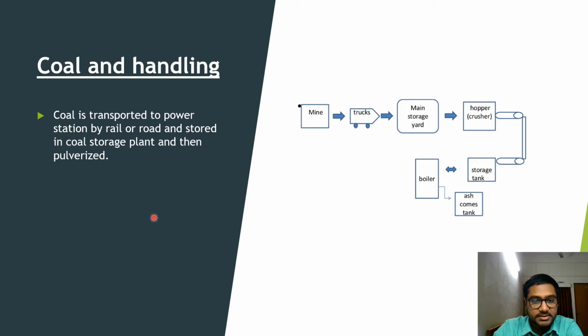Okay, so the point here is coal handling. Coal is transported to the power station by rail or road and stored in the coal storage plant and then pulverized. You might have seen coal in trains many times while traveling. Here is how it goes. The coal is taken out from the mine, gets into the truck, into the main storage yard, then the hopper, which means the crusher, crushes the coal into smaller parts, then it gets stored in a storage tank, and then it is boiled. This is the process where the whole thermal process is carried out.